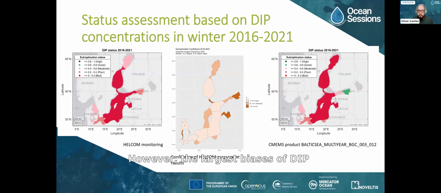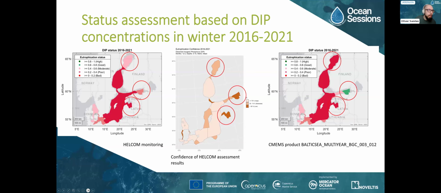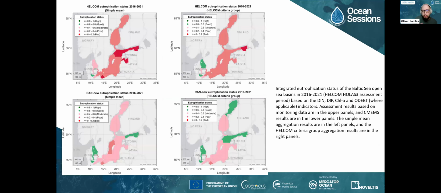However, the largest biases of DIP could be both negative, which is the case in the eastern Gulf of Finland, where it underestimates the values, and positive, which is the case in the Bothnian Bay, where it overestimates the values. And as I mentioned before, the further away you move from the central basins, the harder it becomes for the model.